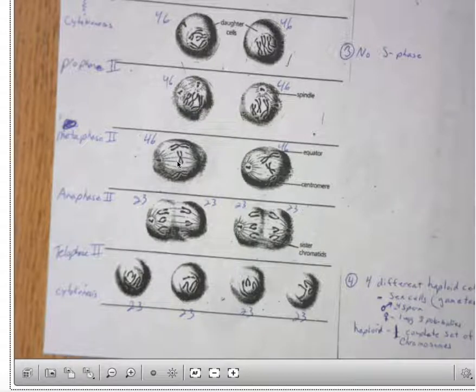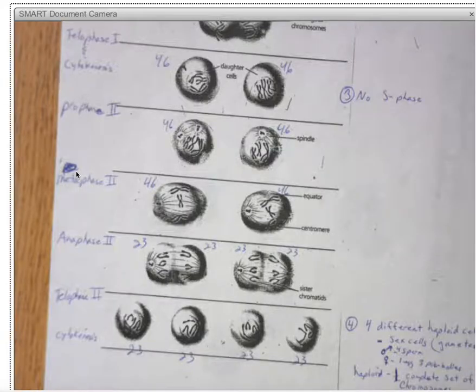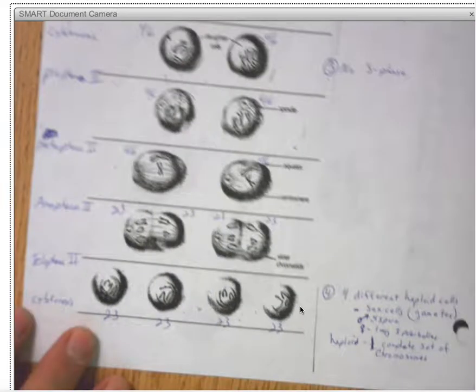Now, each half gets broken up so that each cell after telophase 2 has only 23 chromosomes. This is known as being haploid. It means it contains only one set of chromosomes. Well, this is important because these are our sex cells, which is the fourth major difference here.